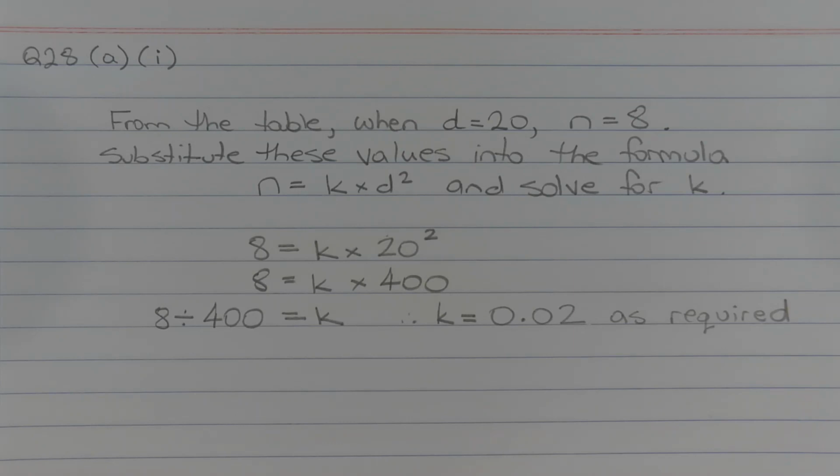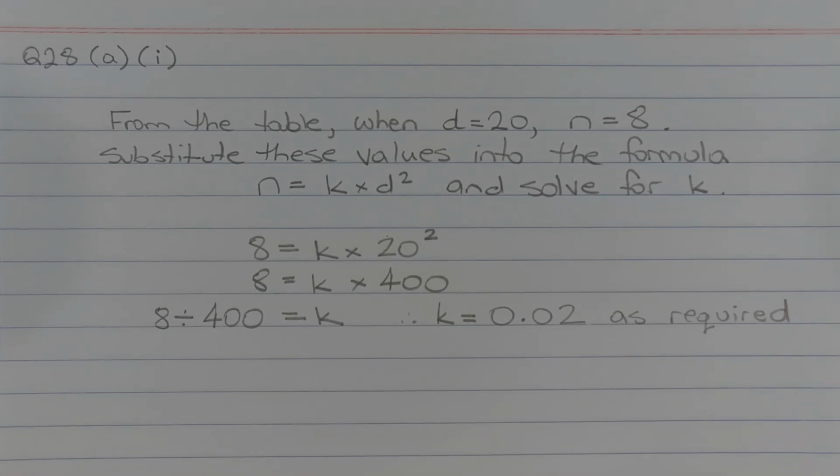Any pair of values from any row of the table could be used. I'm going to reference the first row of the table. So from the first row of the table, when d equals 20, n equals 8. Substitute these values into the formula n equals k times d squared and solve for k. So substituting 8 for n and 20 for d, we have 8 equals k times 20 squared, and 20 squared is 400, so 8 equals k times 400.